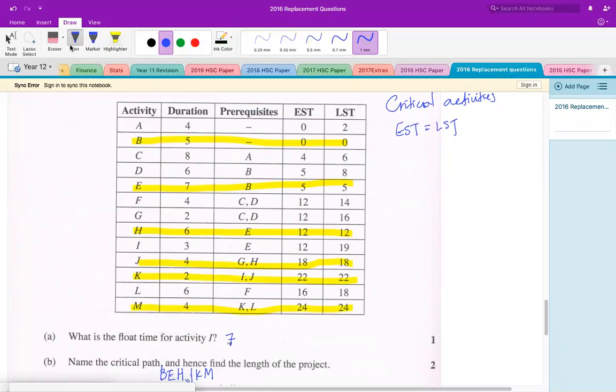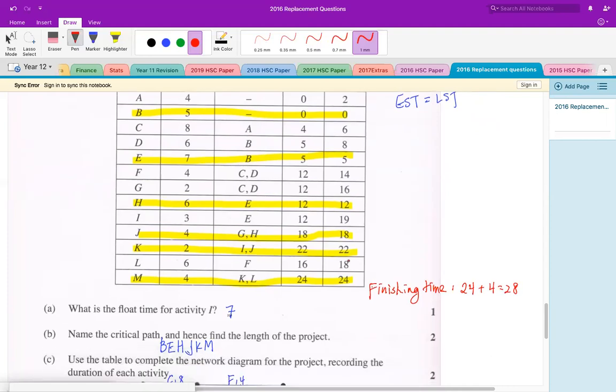But then when does the task finish? We know it starts from the 0th hour, right? But when does it finish? So the last task is M. M starts at the 24th hour and it takes 4 hours to do, right? So that means the earliest finishing time and the latest finishing time, let's just say finishing time, is going to be 24 plus 4 hours, the duration of this task, which is 28. So 28 is the finishing time.